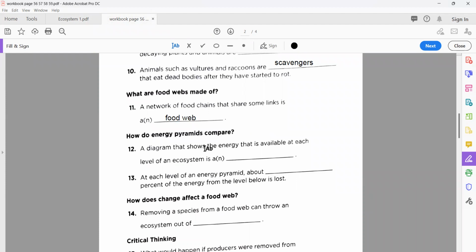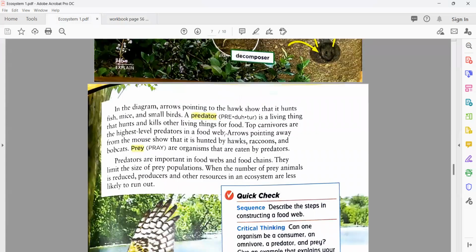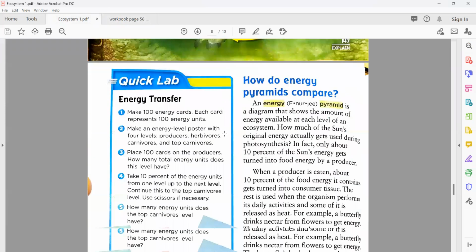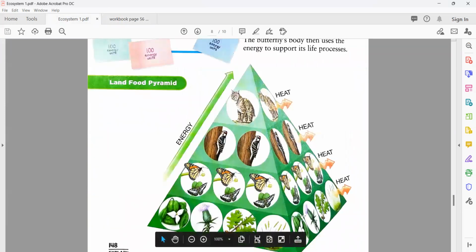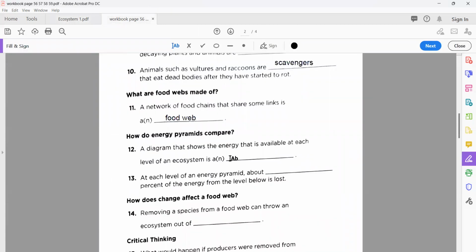Okay, now number 12: how do energy pyramids compare? Before we start, you should know a little about this from your textbook page. Here you can see at the bottom your producers, then primary consumers, secondary and tertiary, and how the energy goes upward. That is how it is made up. Let's see them one by one in detail. The diagram that shows the energy available at each level of the ecosystem is very easy. Let's just read the topic.